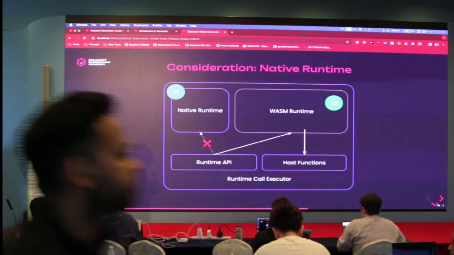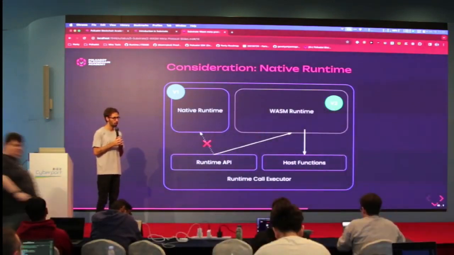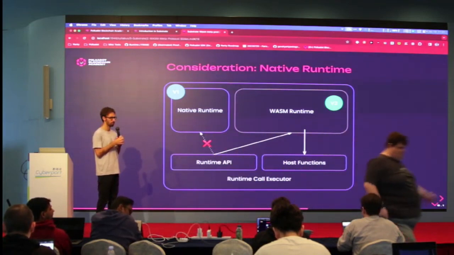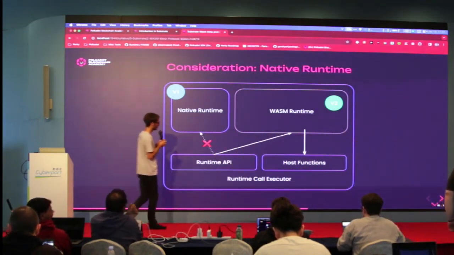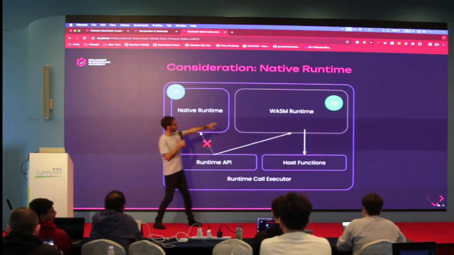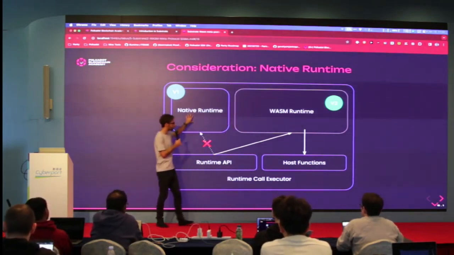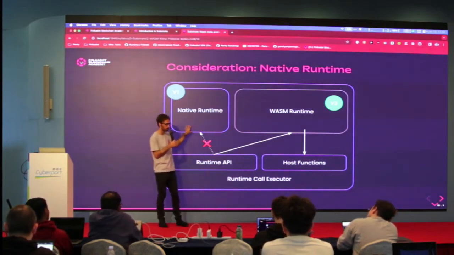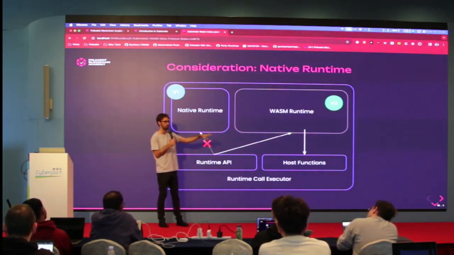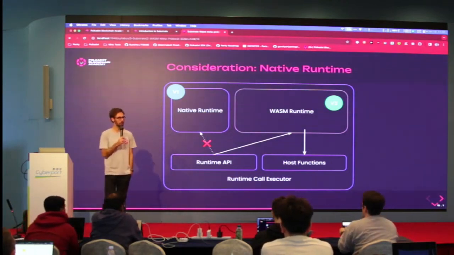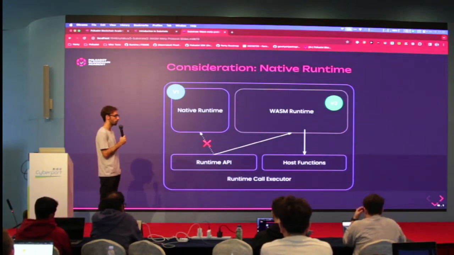So the Wasm runtime has access to the host functions. The native runtime also has access to the host functions. I don't have an explicit arrow here, but the native runtime can also call the host functions. Okay, so from this picture, how does the runtime call the native runtime? The runtime doesn't call the native runtime.